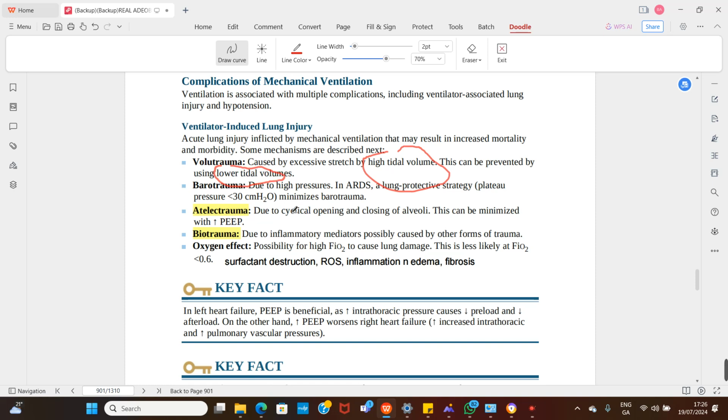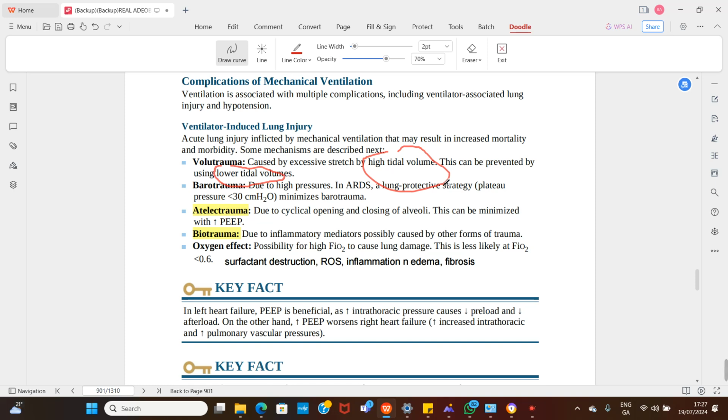Like over-PEEPing, or using increased plateau pressure. So keep your plateau pressure less than 30 so that you don't cause barotrauma. In ARDS, a lung protective strategy is to keep your plateau pressure less than 30. Another lung protective strategy is to keep your FiO2 less than 60.